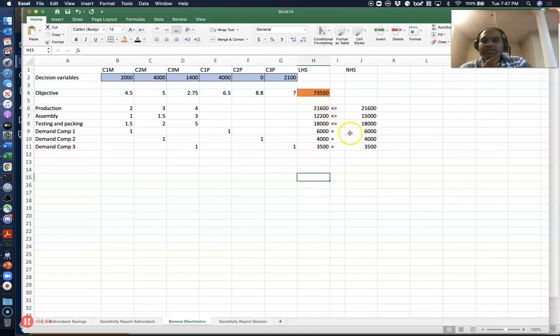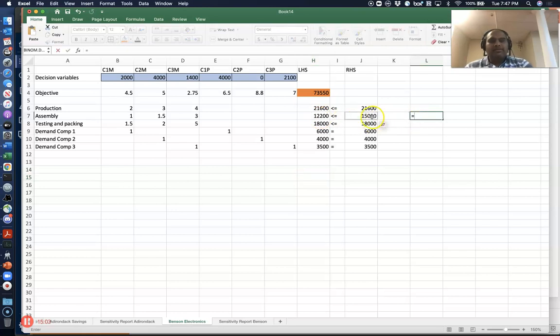Now, as far as the production constraints are concerned, you are using up all the production time, you're using up all the testing and packing time, but you're not using up all the assembly time. You have a slack. So slack is the difference between the time that's available and the time that you're using. So the difference between the right hand side and the left hand side of a constraint. So that's slack.